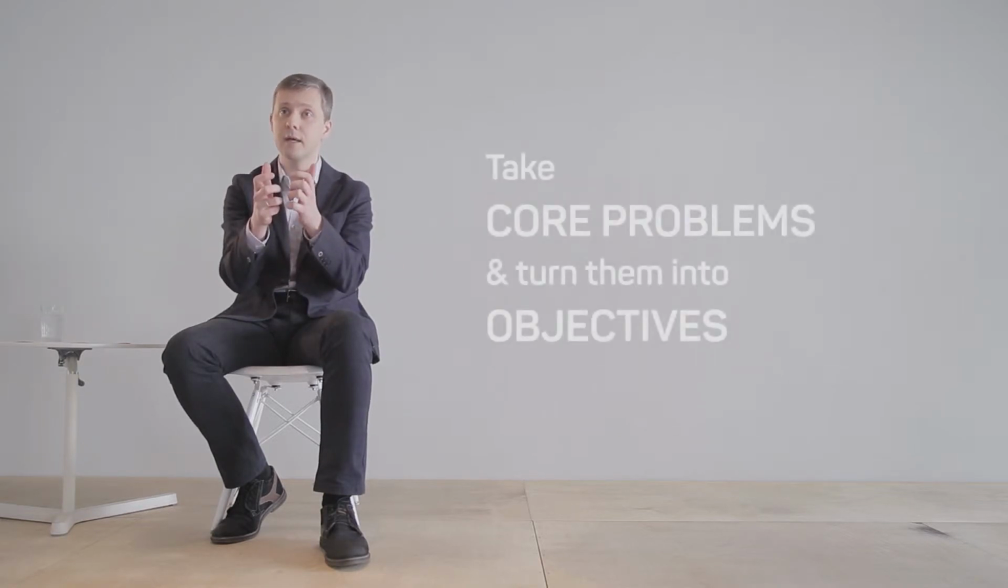You actually have to take the core problems and turn them into objectives, taking them in the negative form and turning them into positive form. So for example, if one of your critical problems is lack of communication, so your message as a museum or as a theatre does not reach out to your audiences, then you have your main aim. Your main aim is to start communicating with your audiences.